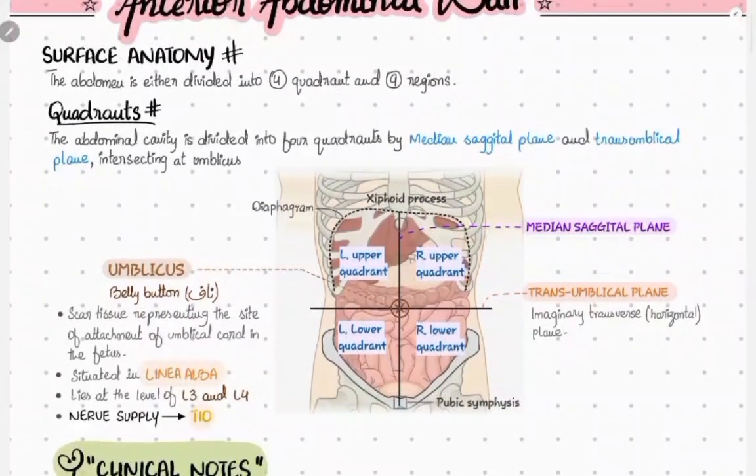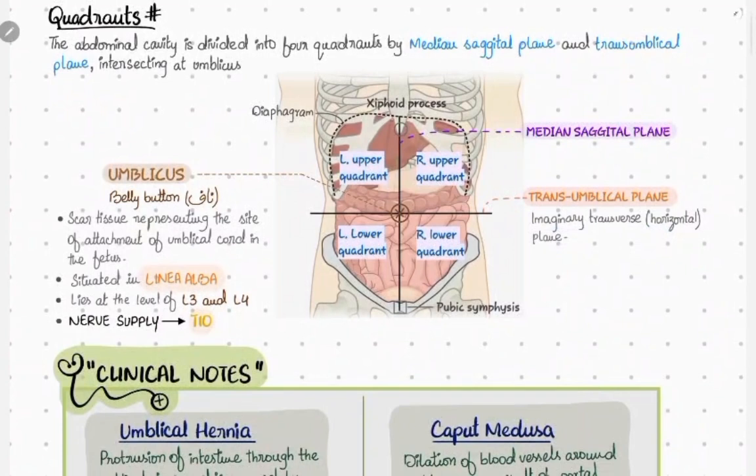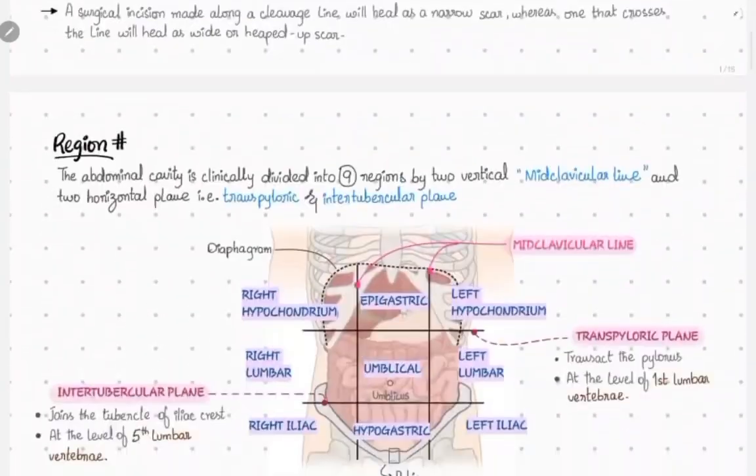Surface anatomy of the anterior abdominal wall is divided into 4 quadrants and 9 regions. The 4 quadrants are divided by a vertical line known as the medial sagittal plane and a horizontal plane known as the transumbilical plane, which is an imaginary transverse horizontal plane. Both these planes intersect at the level of umbilicus, which lies at the vertebral level of L3 and L4, also known as the belly button and navel. The quadrants are as follows: the right upper quadrant, right lower quadrant, left upper quadrant, and the left lower quadrant.